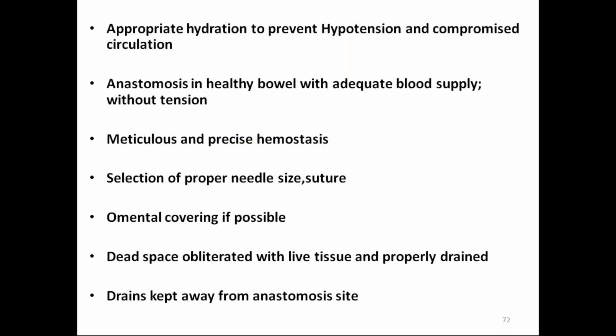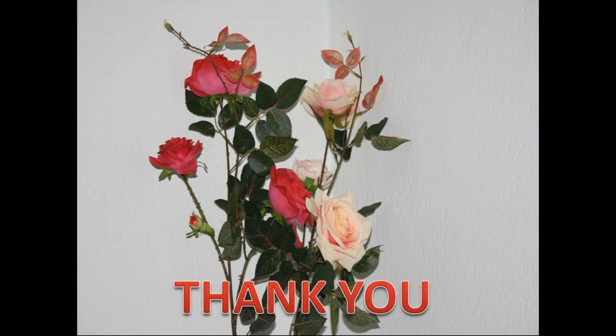So hydration to prevent hypotension and maintain normal blood circulation, proper anastomosis, precise hemostasis, selection of the proper needle and suture size, and omental covering if possible. Also dead space obliteration, with proper drains, and drains should be kept away from the anastomotic site. So these are about the enterocutaneous fistula. Okay, thank you.